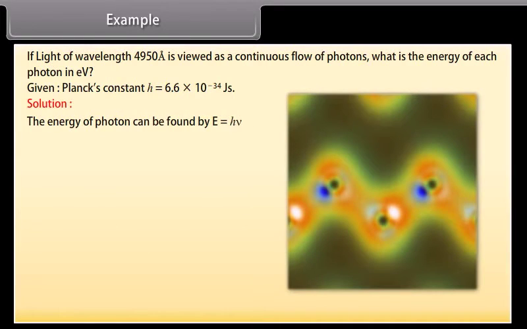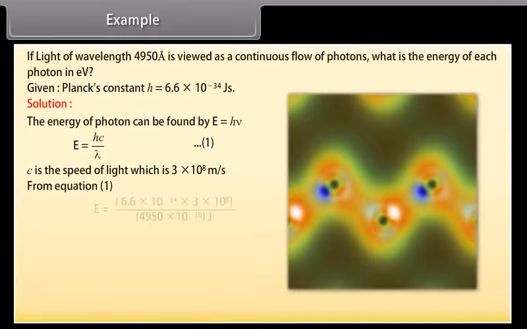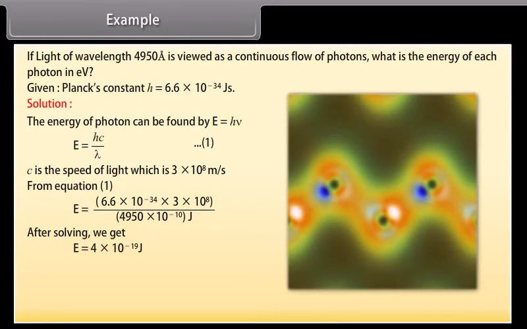Solution. The energy of a photon can be found by E equals hν, E equals hc by λ, name it as equation 1. c is the speed of light, which is 3 × 10^8 meter per second. From equation 1, E equals 6.6 × 10^-34 × 3 × 10^8 by 4950 × 10^-10 joule. After solving, we get E as 4 × 10^-19 joule.